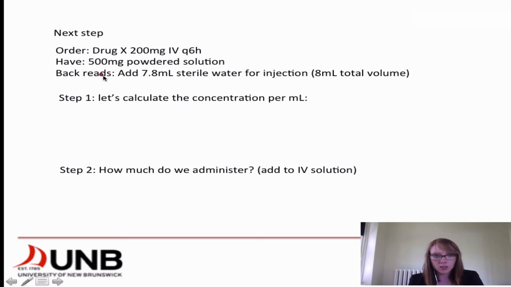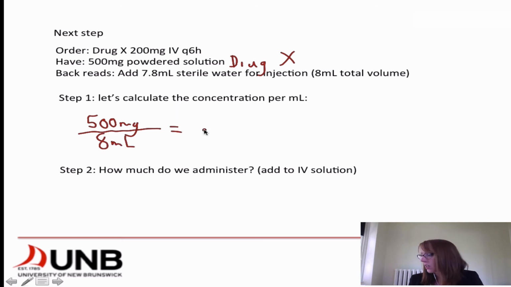So with that, we know that we have 500 milligrams of our powdered solution of drug X, and we will have 8 mils once we add in our 7.8 mils of the sterile water. So that means that our concentration is going to be 62.5 milligrams per mil. So now we want to know how much we're going to administer.